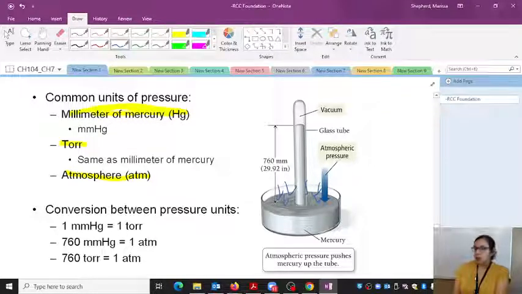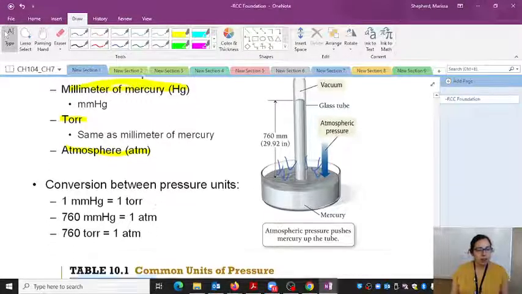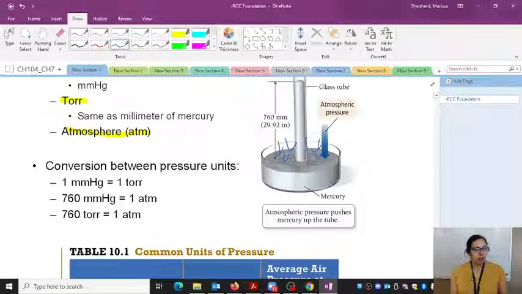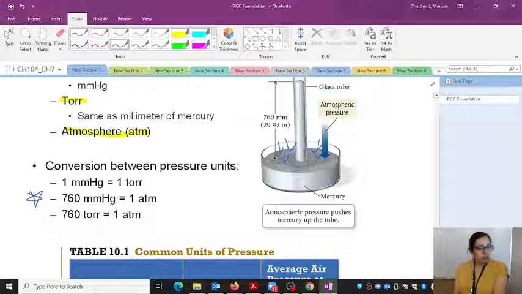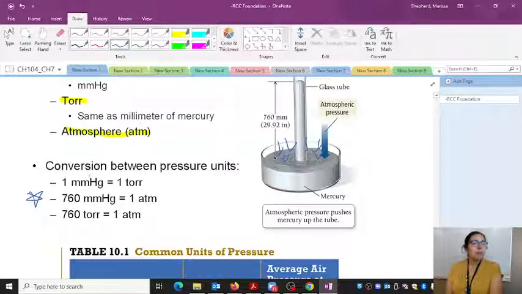That's the same as 29.92 inches. You might see inches if you look at your local weather station. Or this is also 1 atm. So these are the conversion factors you'll want to know or write down somewhere. Millimeters of mercury is the same as torr. So 760 millimeters of mercury equals 760 torr, which is equal to 1 atm.